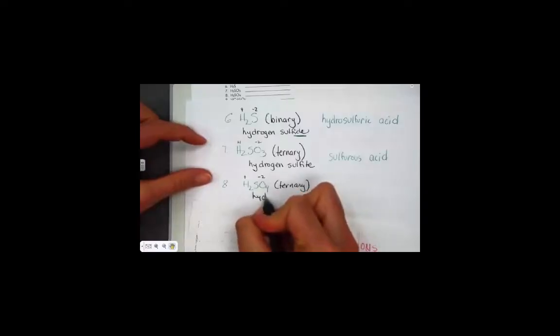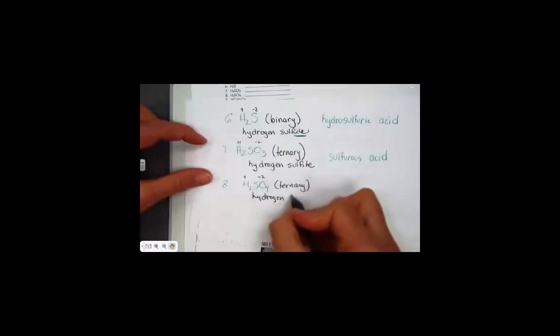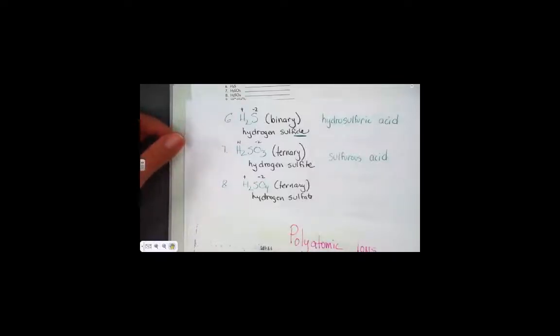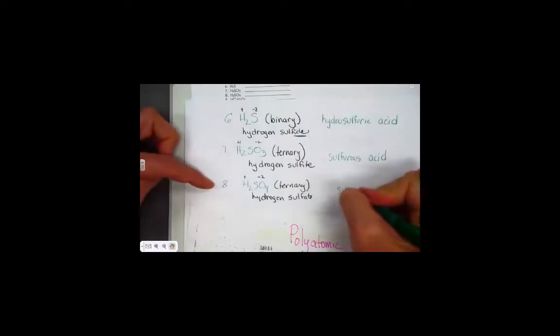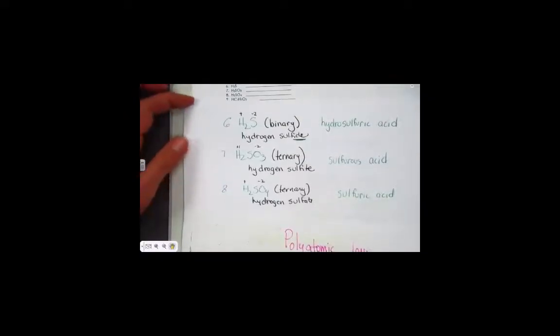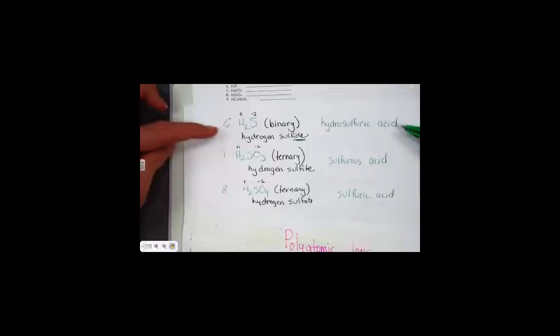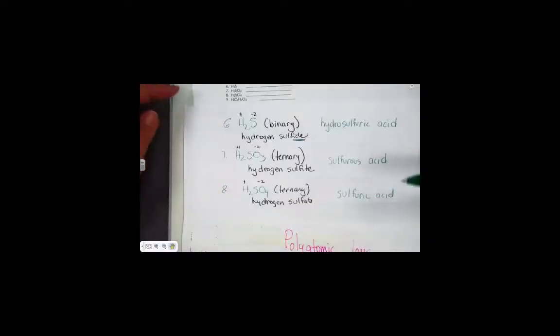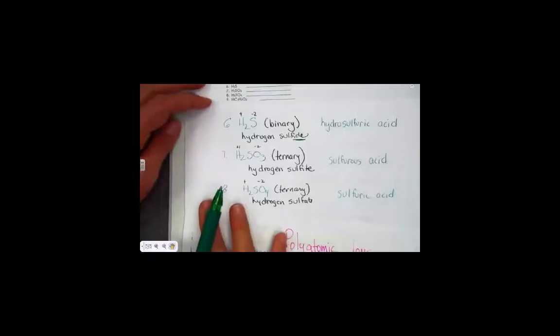H2SO4 would have been named hydrogen sulfate. Now let's name it as an acid. Hydrogen sulfate. Ate turns to ic, and we simply write sulfuric acid. That's called battery acid, sulfuric acid. Hydrosulfuric is binary. Sulfurous and sulfuric are ternary acids with sulfur as their base element.